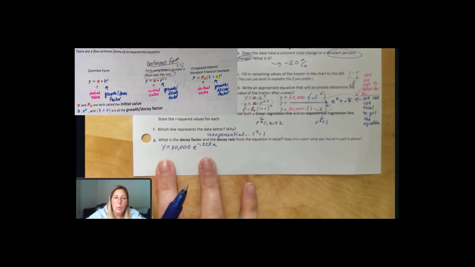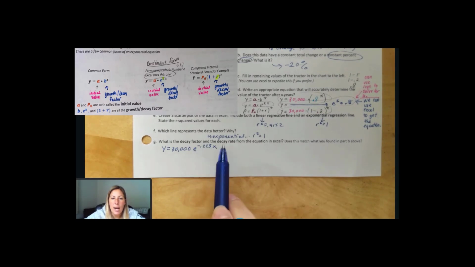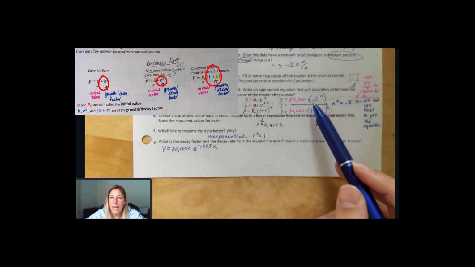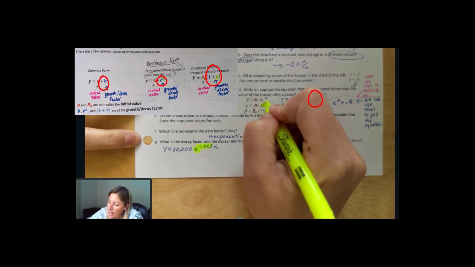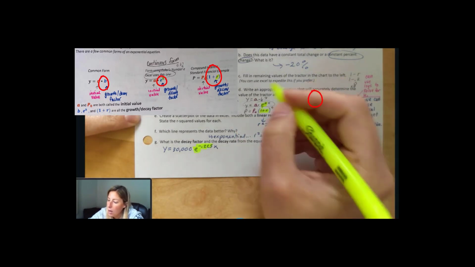Now, from this, we want to go ahead and get a decay factor and the decay rate. Well, the decay factor is just the what? The 1 plus or minus r. We know my decay factor is 0.8. How do we get the decay factor from this equation? It's going to end up being e to the negative 0.223x, which is the same as my decay factor, 1 plus or minus r, which is the b.